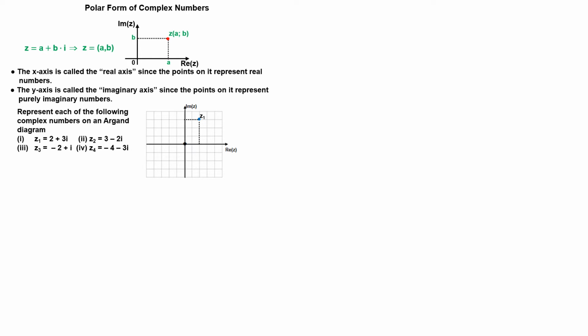To plot the complex number z2, start at the origin, move 3 units to the right and then move 2 units down. To plot the complex number z3, start at the origin, move 2 units to the left and then move 1 unit up. To plot the complex number z4, start at the origin, move 4 units to the left and then move 3 units down.